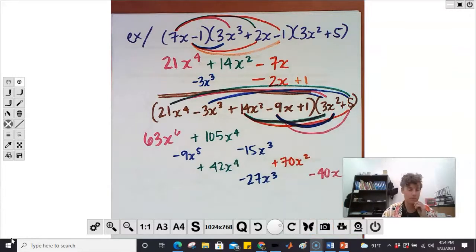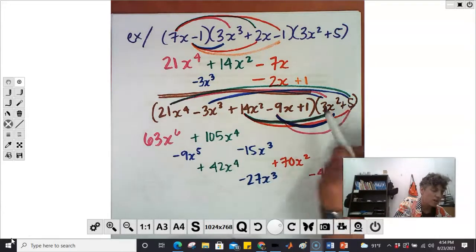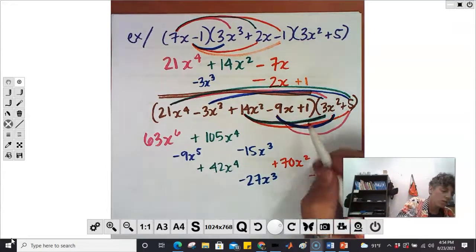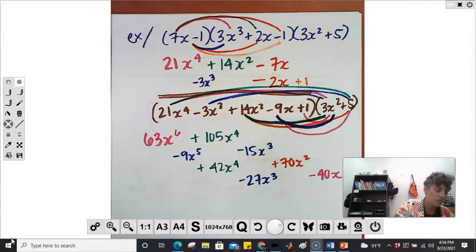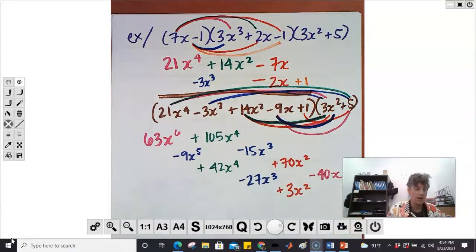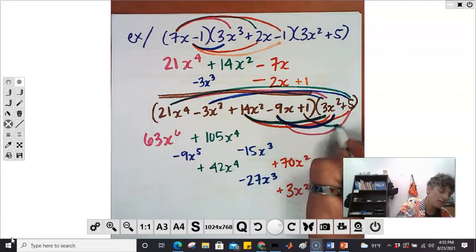Lost my marker cap. It's okay. Let's go back to the last one. Oh, it's a squared, so it's going to be 1 times 3x squared. So I'm using red, because that's my red color. 1 times 3x squared is 3x squared. And 1 times 5 is 5.